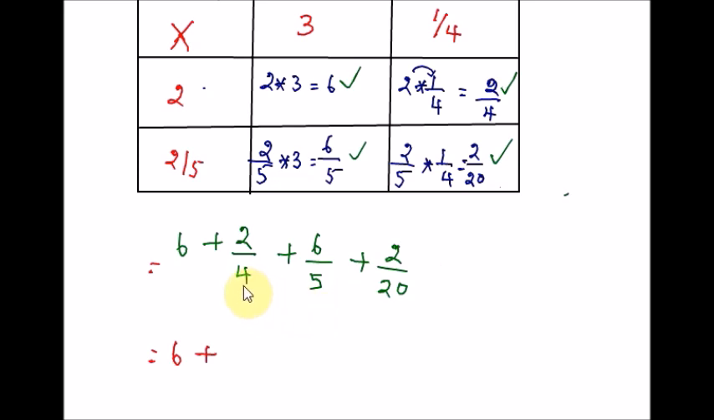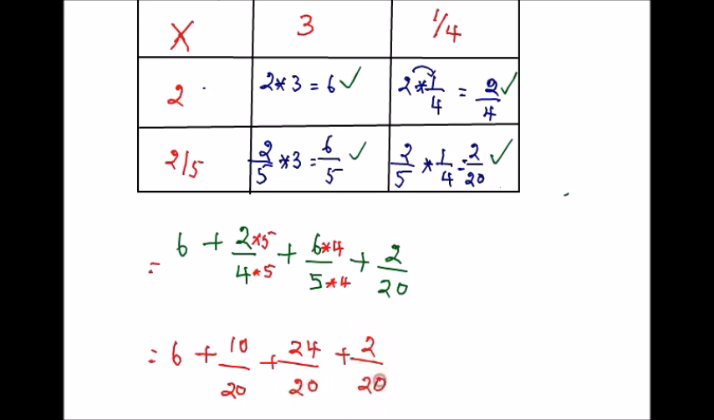4 times 5 would give you 20. So I'm going to multiply 2 over 4 by 5. So I'm getting 10 over 20. 5 times 4 would give you 20. And keep the last fraction as it is. Our answer is, add all the numbers in top row and keep the bottom common. You need not add it. So 34 plus 2, 36.